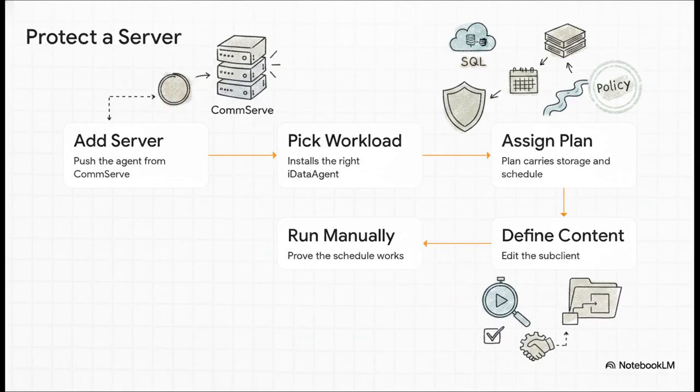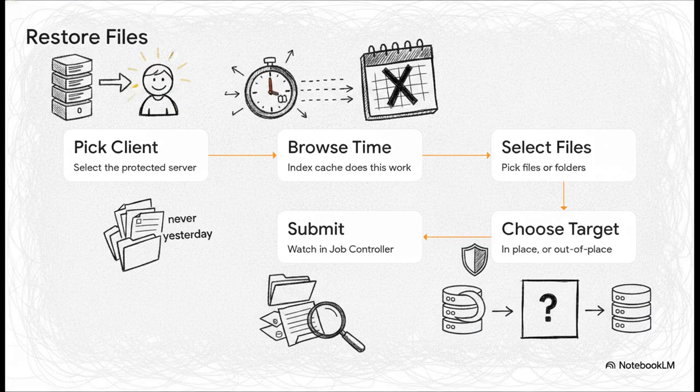Fourth, you edit the subclient to define exactly what paths to protect. And fifth, always run it once manually just to prove it works. Honestly, never trust a schedule you haven't proven yourself. Restoring is just as logical. You just pick the client, click Restore, and use that index cache to browse to a specific point in time.